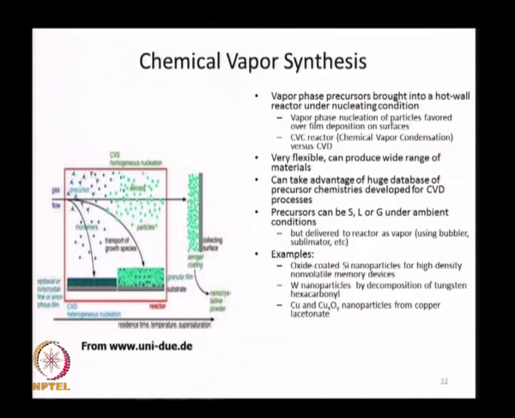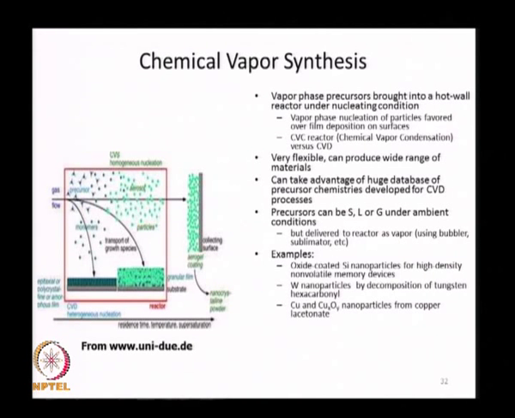The advantage of this technique is it is very flexible, and can produce a wide range of materials. You are only limited by what vapor phase precursors you can make. So, anything that can be made into a vapor phase form and introduced into the reactor can be made to react and produce product that is in the nano size range.